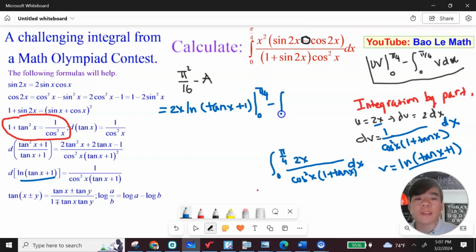Minus integral from 0 to pi over 4 of v du, v which means natural log of tangent s plus 1. And then du which means 2ds, so I put 2 right here, and then I put ds right here. Okay, now I erase everything.